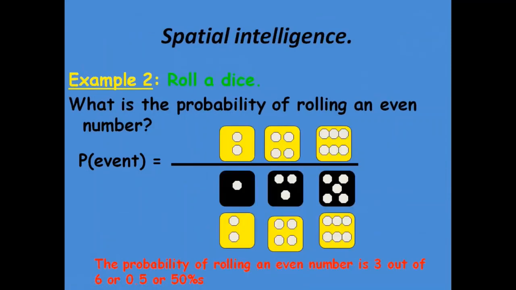This is also the second way to explain the question, that is spatial intelligence. What is the probability of rolling an even number? So the even numbers, the required favorable items, are in the numerator, and the possible outcomes are always in the denominator. So the ratio will be 3 over 6, and we can again say that is 0.5 or 50%.